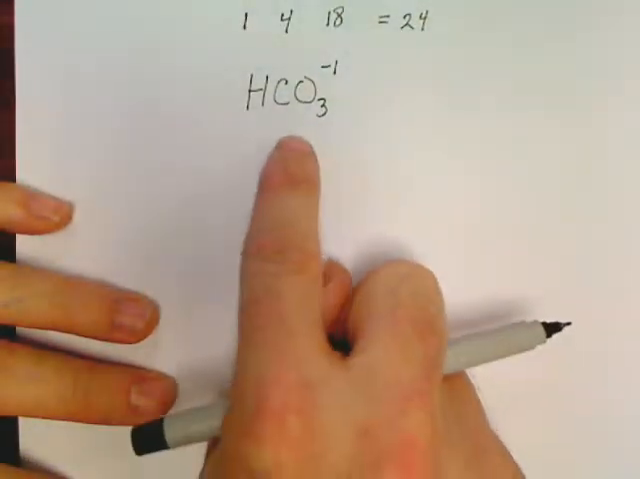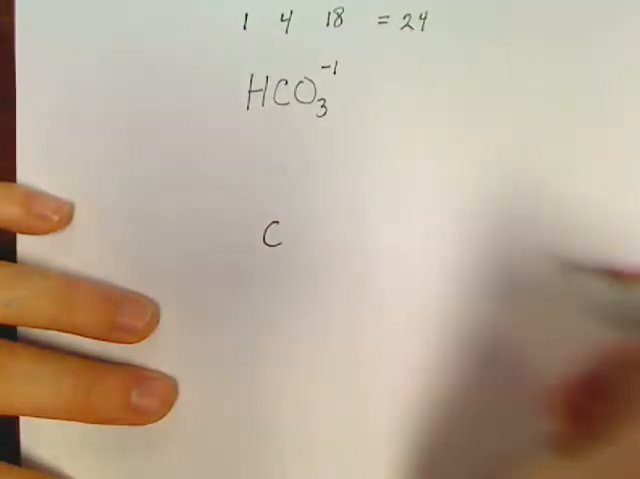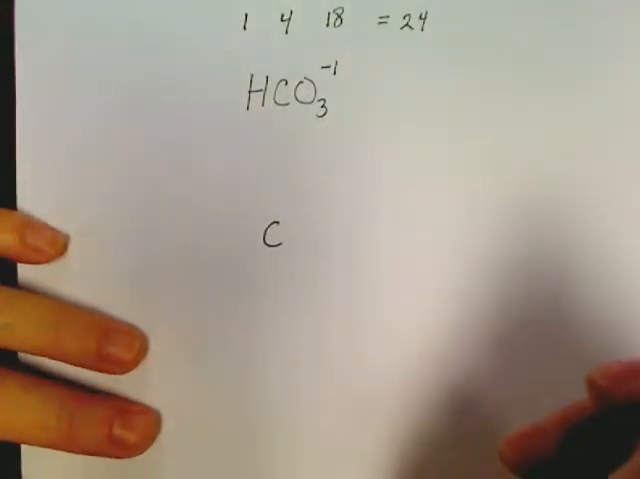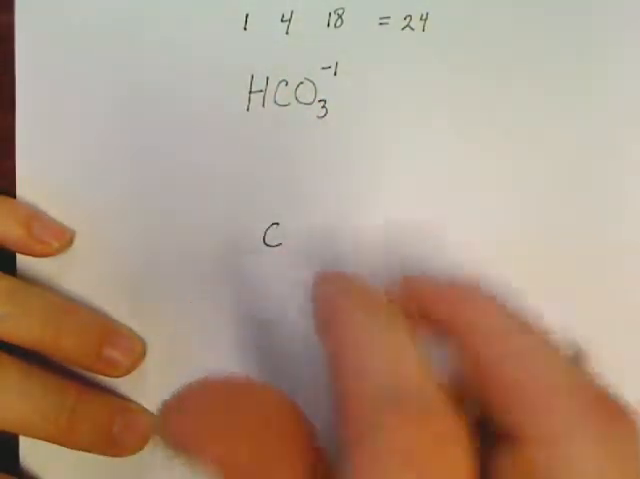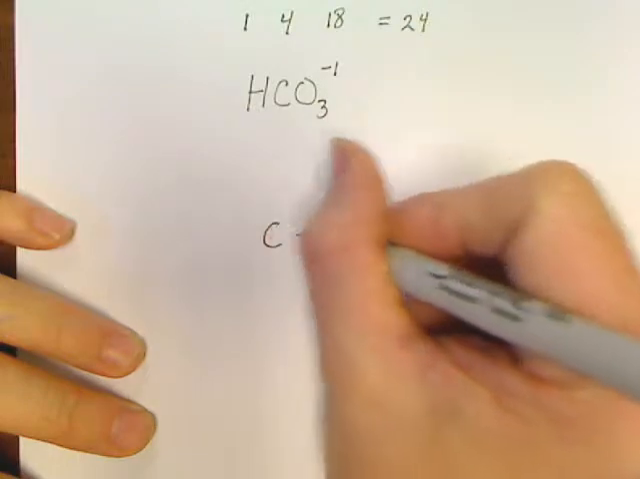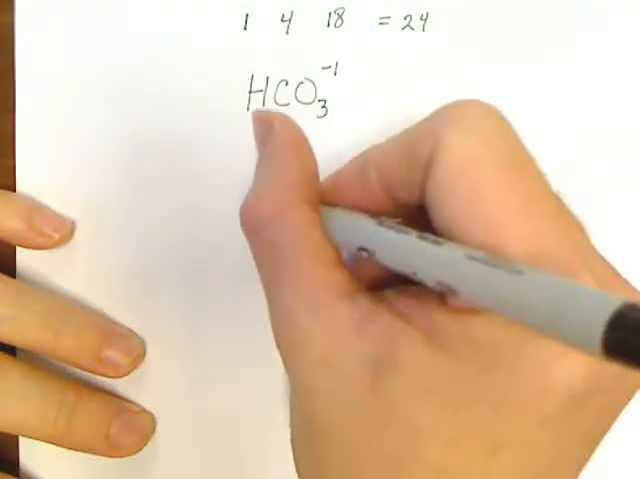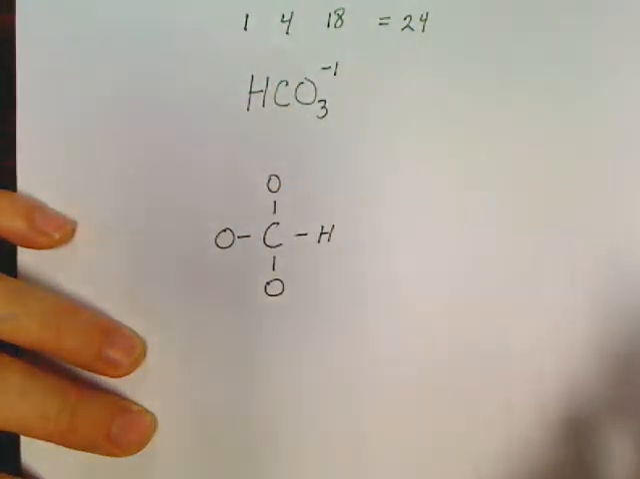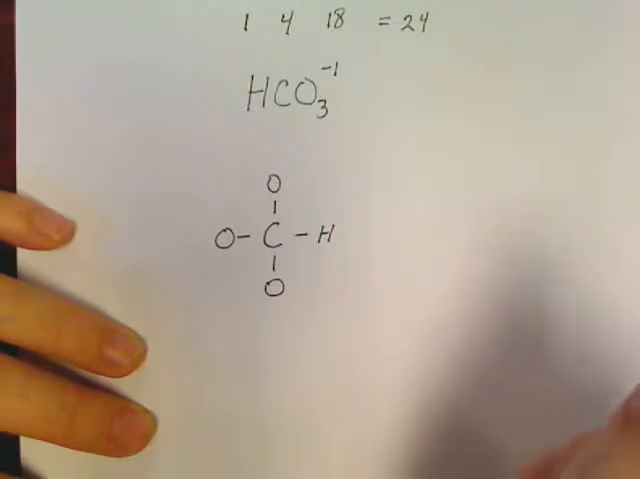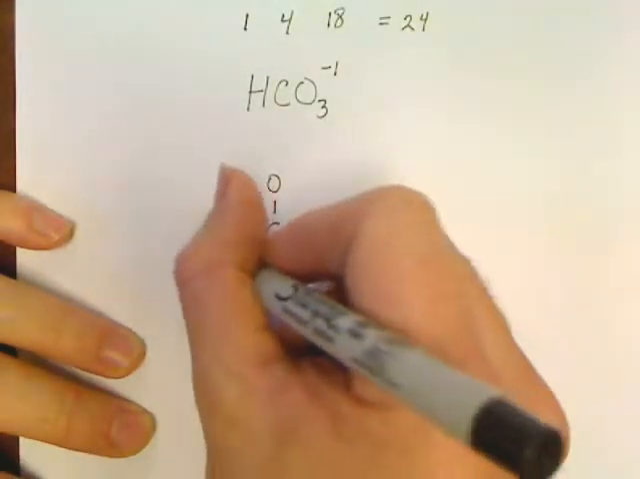I need to pick a center. HCO, well, I'm going to pick C to be my center in this problem. Now you're going to attach everything with single bonds. I think most people that do this are going to stick on that H, and then go dash O, dash O, dash O. Looking good so far. And then you're going to come back and give everything its electrons.